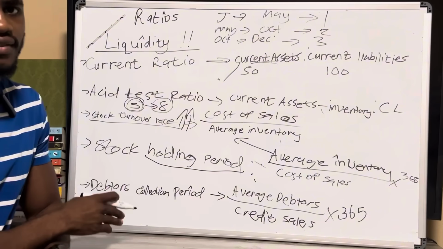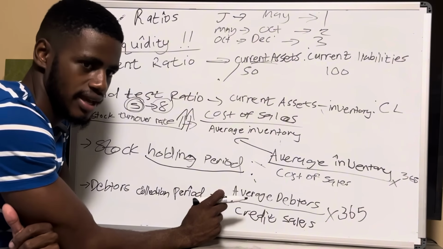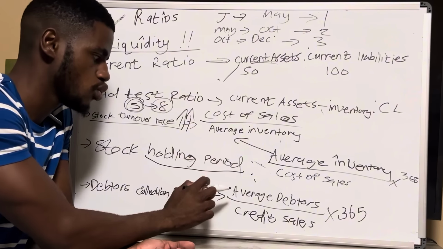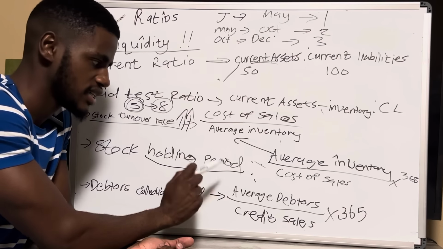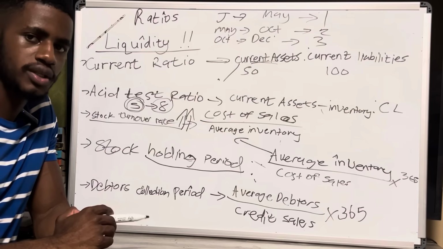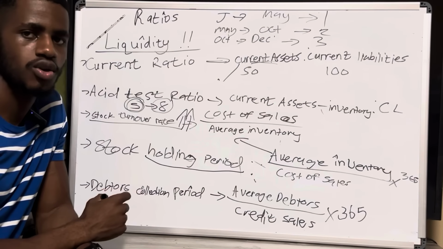When we are saying average, as we were saying before, we take last year's debtors and this year's debtors. We get the total and we will divide it by 2. Then we get our average debtors. Credit sales are the sales that we sold on credit times 365. Then we'll be getting our debtors collection.